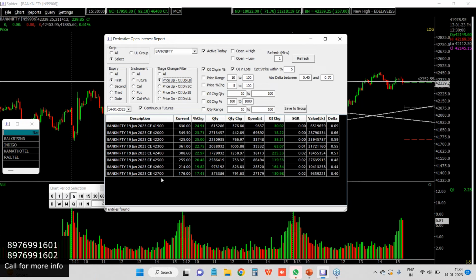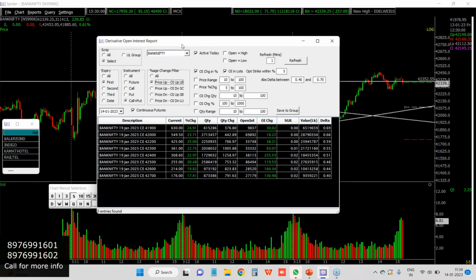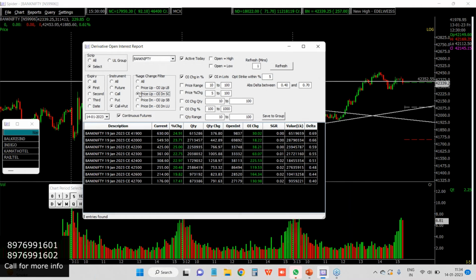So if you're an option buyer, you can always focus on LB. Whatever trending strike you can get over here, you can create a position in those strike prices according to the price action that you look for. So this is LB. Next is SC.